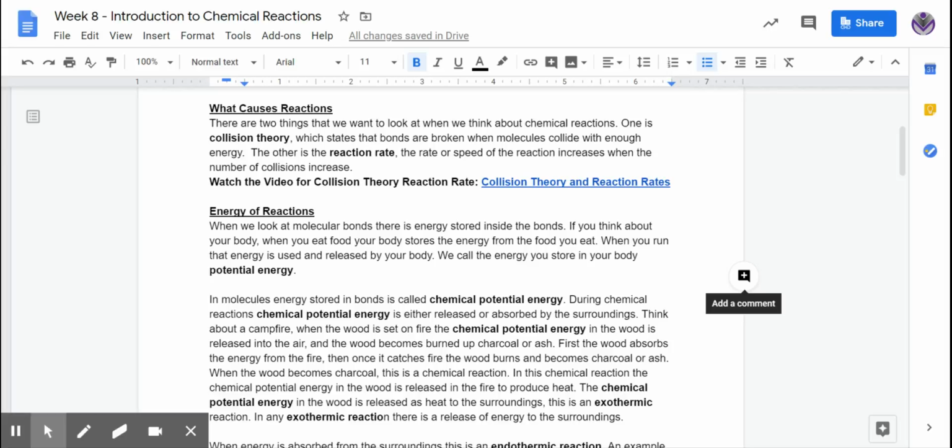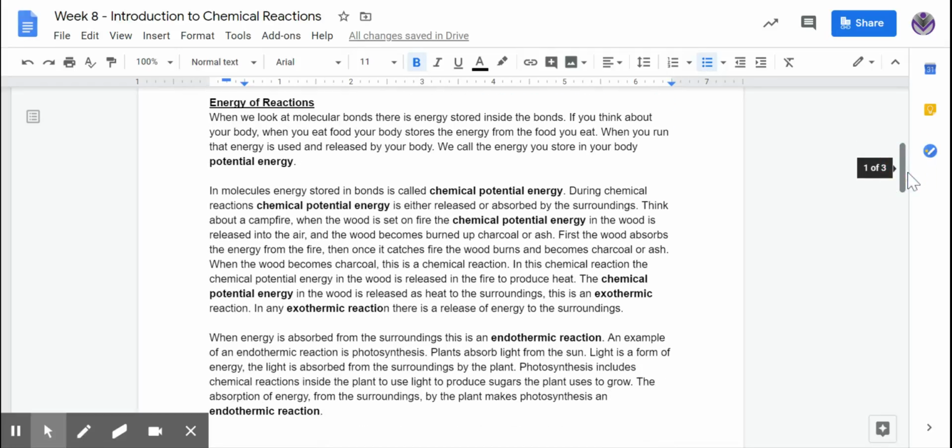All right, so we talked about what causes chemical reactions. Now I want to talk about the energy of chemical reactions. So the first thing we need to understand is potential energy. Potential energy is the energy that is stored in something.